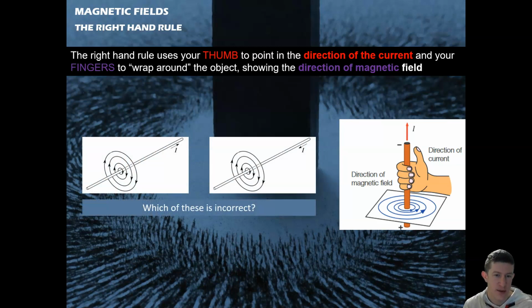Look at these two examples we've got here. Which of these is incorrect? So which of these doesn't work using our right-hand rule? Hopefully you said the one on the right. If you use your right-hand rule, the thumb is traveling towards the left of the screen. Therefore, your fingers should curl in an anti-clockwise direction. That is not what the direction of the field lines that are drawn is showing. So therefore, that one is incorrect. It's actually the left-hand one.